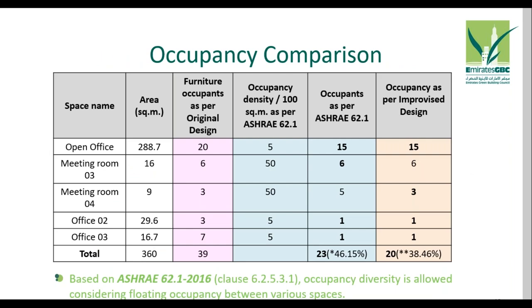Now, a summary of that has been compiled in a table. The red column shows the original design. The second, green zone talks about the ASHRAE standards, and what the occupancy is if you go by ASHRAE. And if you apply the time averaging method as per ASHRAE, the occupancy for the considered area works out to be 20. Open office remains 15, as we are talking about 20 square meter per person. So concentrate on the first floor. Open office original was 20, it has been brought to 15 in both cases. We discussed meeting room 3, which has a floating occupancy of 6. And in offices 2 and 3, we had one occupant each, so if we add the ASHRAE occupants, it gives an occupancy of 23 as per ASHRAE.